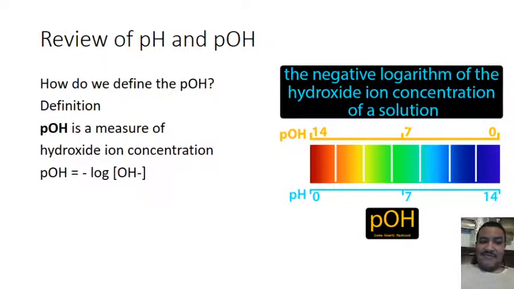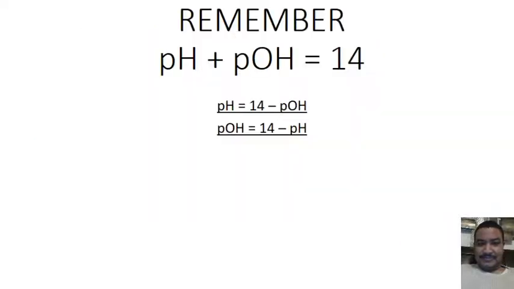Now, how do we define pOH? pOH is based on the concentration of the hydroxide ion. And so pOH is going to be the negative log of the concentration of the hydroxide ion. And it's always important to remember that pH plus pOH is equal to 14.